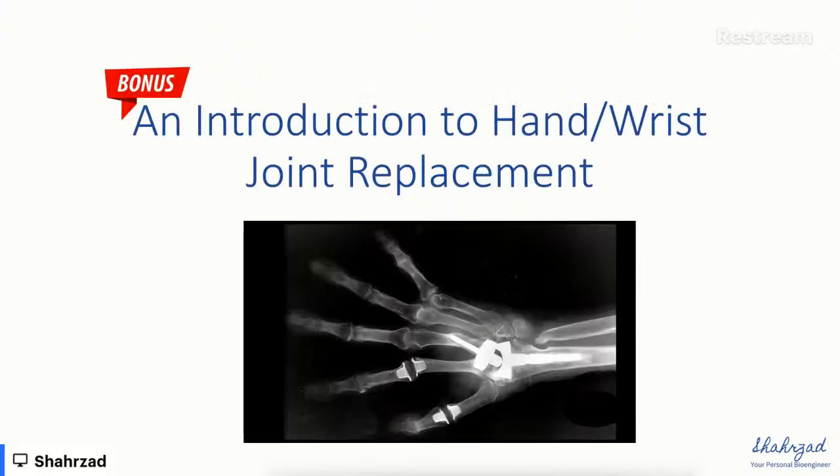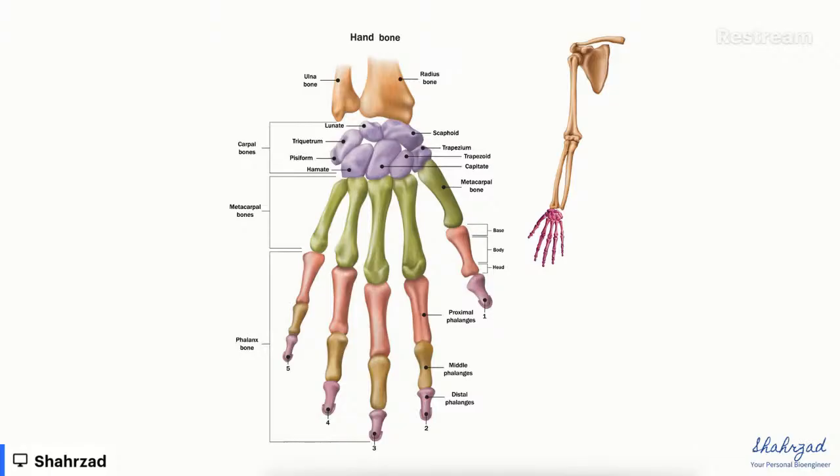Okay, next we have a bonus section, an introduction to hand/wrist joint replacement, as you can see in the image right here. But first, let's look at the bones.